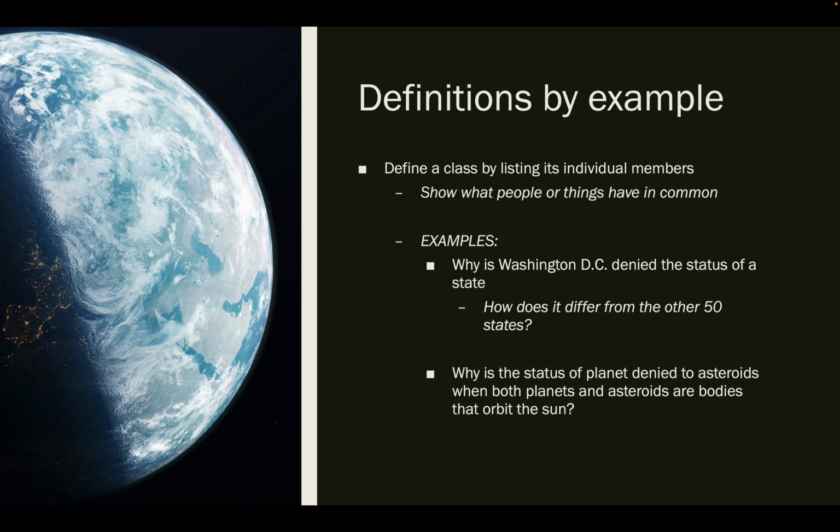Another one is, why is the status of planet denied to asteroids when both planets and asteroids are bodies that orbit the sun? So we might say, okay, yeah, that's one way that they're the same, but what is it that's different about asteroids? And so one thing might be their size. Maybe asteroids don't meet size requirements to be considered a planet. So even though they do orbit around the sun like a planet, they're too small to actually be considered a planet. And again, there would be a debate there.